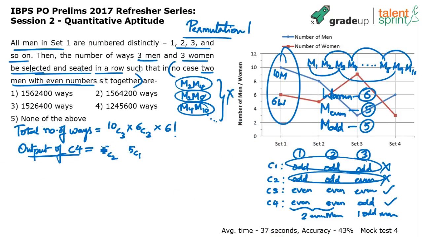We want 2 even men. So from 5 even men, select 2: 5C2 ways. I want 1 odd man. So from 5 odd men, I'll select 1 odd man: 5C1 ways. And we want 3 women.